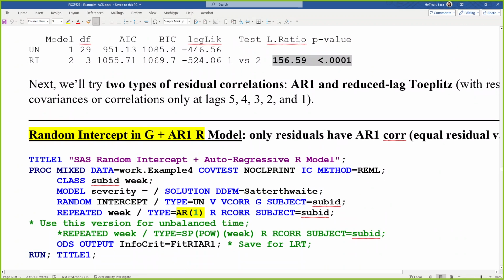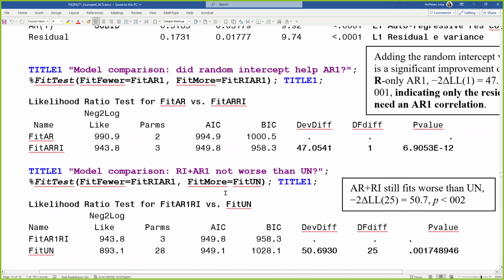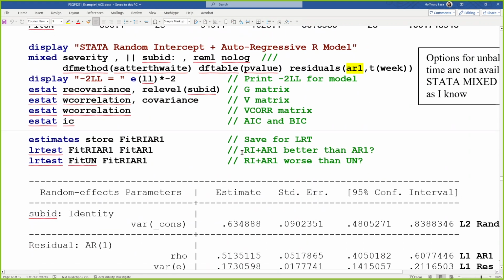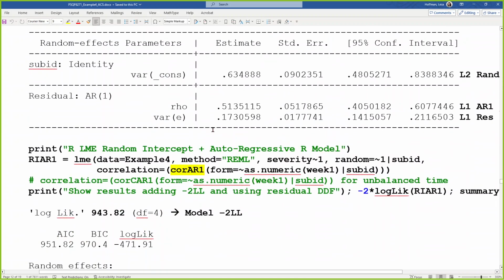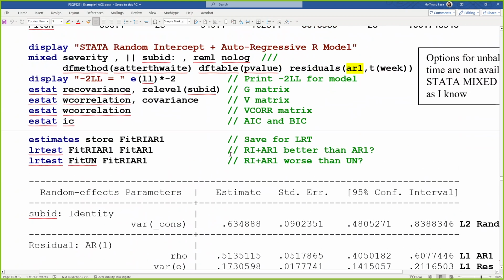If we look at the autoregressive R version, that happens in SAS by adding AR(1) to the repeated line. It happens in Stata by adding AR1 to the residual section. And right here, there used to be a no constant that's gone. Now the intercept is there by default. And in R, it happens with corAR1. That's the non-continuous time version, the standard version.